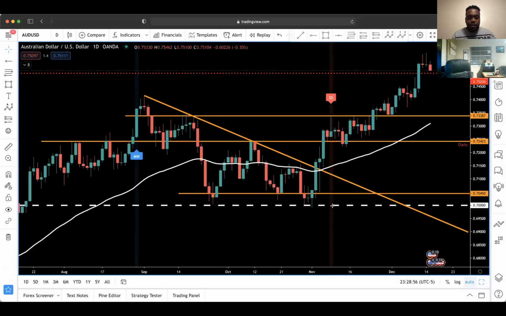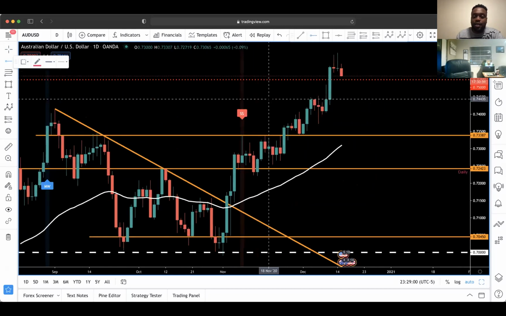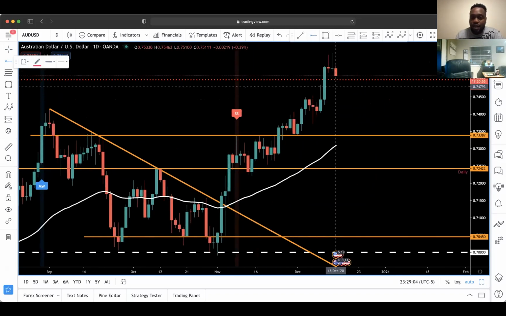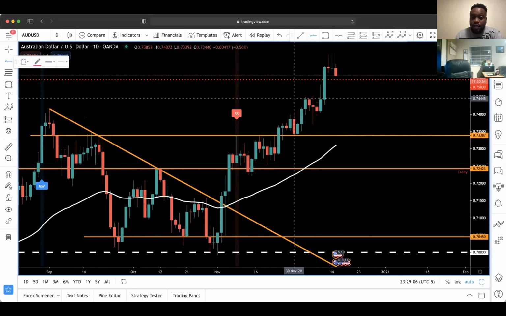So I didn't mark this up just yet. So where do I enter? Where am I looking to take a trade off of? Since this dotted line is already here, I don't have to mark anything up. What I do want to mark up though is right here.